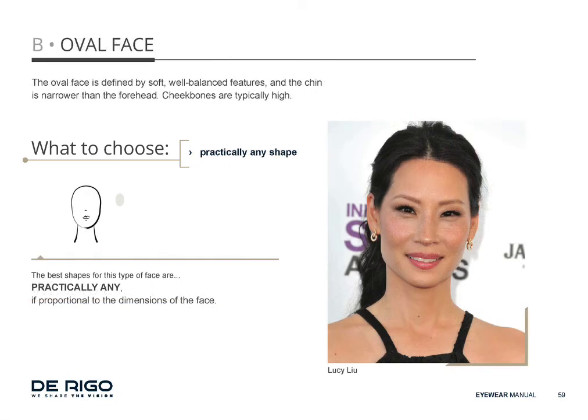The oval face is defined by soft, well-balanced features, and the chin is narrower than the forehead. The cheekbones are typically high. An oval face can choose practically any shape. The best shapes for this type of face are practically any if proportional to the dimensions of the face.